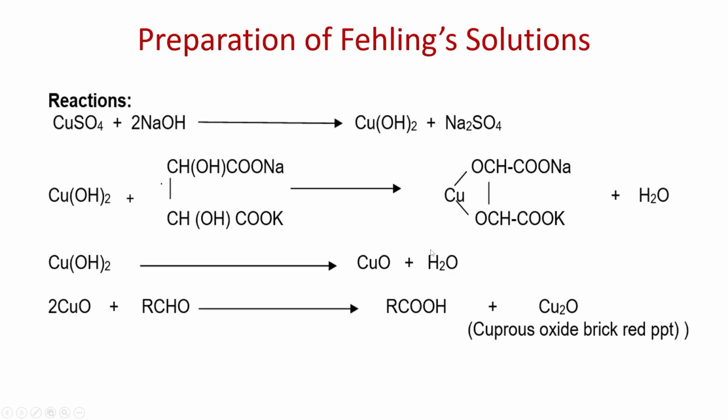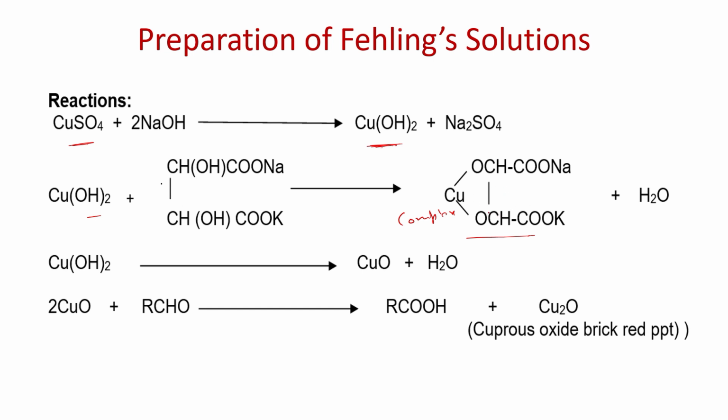Okay, now let us see the reactions. What are the reactions which are taking place? So let me tell you quickly the principle. When copper sulfate is made alkaline, it gets converted to cupric hydroxide, and this cupric hydroxide reacts with sodium potassium tartrate to form the complex, and this complex of sodium potassium tartrate keeps the cupric hydroxide in the soluble form.